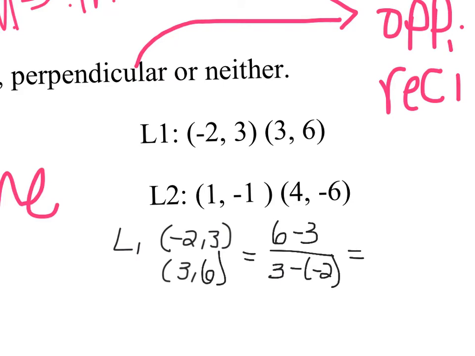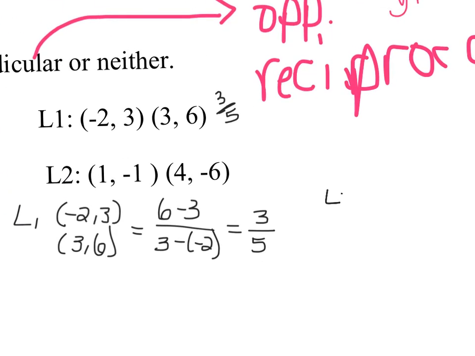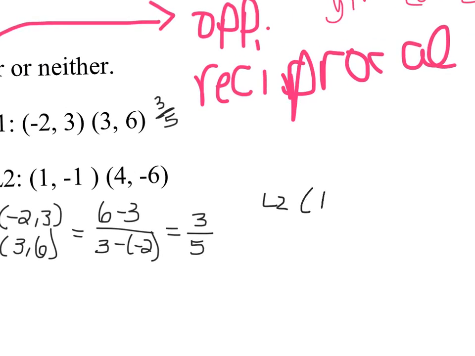6 minus 3 is what? 3. And 3 minus -2 is 5. So the slope for line 1 is 3/5. Now, let's do line 2. Line 2, I have 1, -1 and 4, -6.